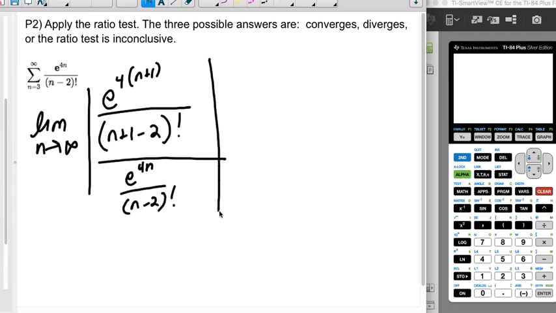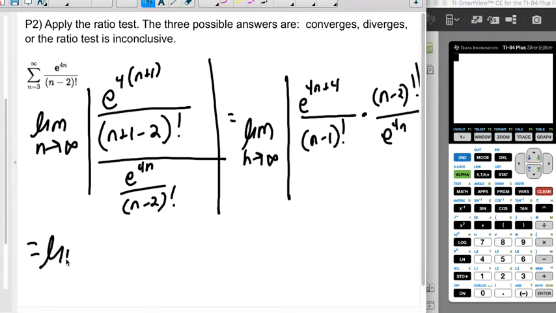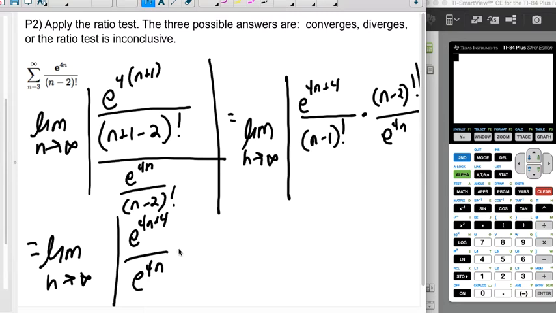All right. So this seems to be the limit as n approaches infinity of e to the 4n plus 4 over n plus 1 minus 2, which is n minus 1, right? And then multiplied by this reciprocal, this will be n minus 2 factorial over e to the 4n. So if we clean up and put matching types of terms together, I have e to the 4n plus 4 on top and e to the 4n on the bottom, right? I have n minus 2 factorial over n minus 1 factorial.